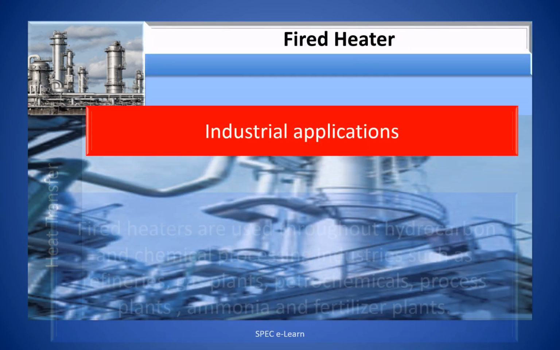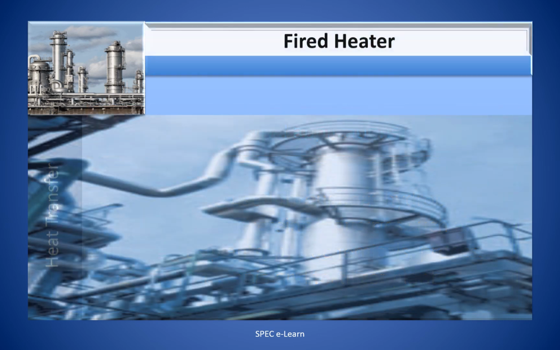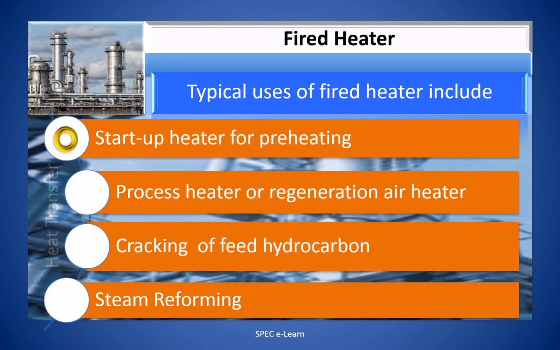Which are the industries that use fired heaters? Fired heaters are used throughout hydrocarbon and chemical processing industries, such as refineries, gas plants, petrochemical plants, process plants, ammonia and fertilizer plants. Typical uses of fired heaters in these industries include startup heater for preheating, process heater or regeneration air heater, cracking of feed hydrocarbon, and steam reforming.